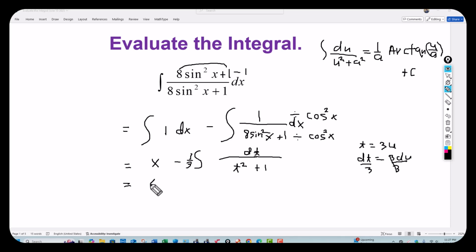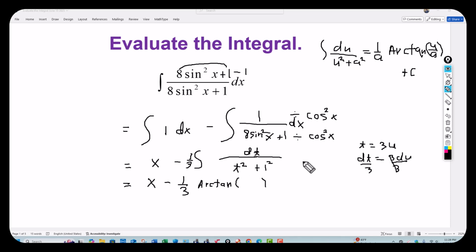So this then will be x minus the 1/3. And we have it in this form, except instead of a u and a squared here, it's dt over t squared plus 1, and then the 1 would be the a, because this is the same thing. 1 squared, same thing as 1. So according to this formula, the value of this particular integral would be, of course, the minus 1/3 constant, and then its arctangent. Now in this case, the u is t. So this would be t over a, with the a here being 1. So that would just be t.